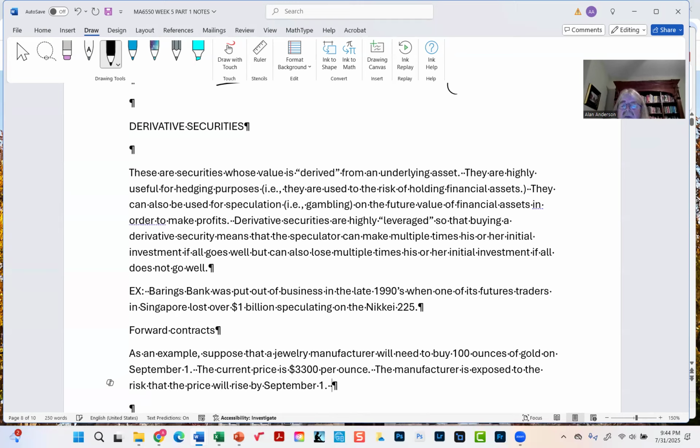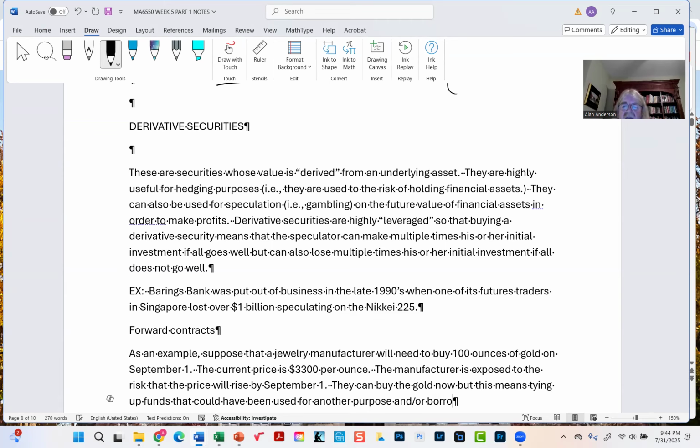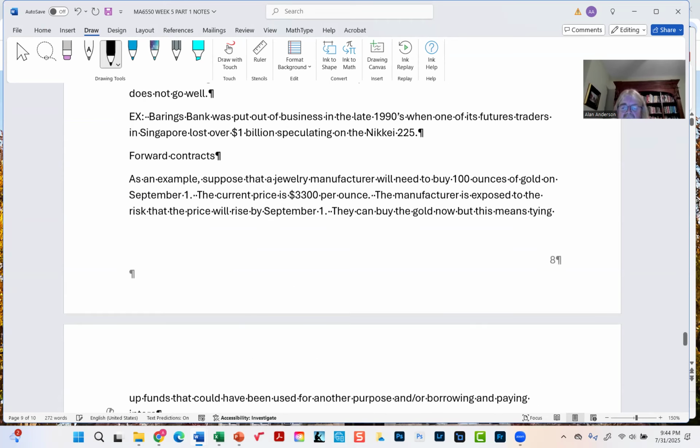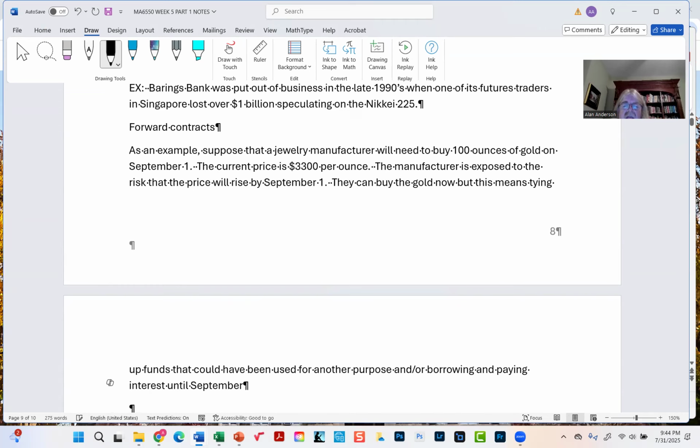Now, what can they do about it? Well, they can buy the gold now, but this means tying up funds that could have been used for another purpose, or borrowing and paying interest until September. That's kind of awkward. You don't want to get involved with buying it now because it's a lot of money. You're talking about 100 times $3,300.